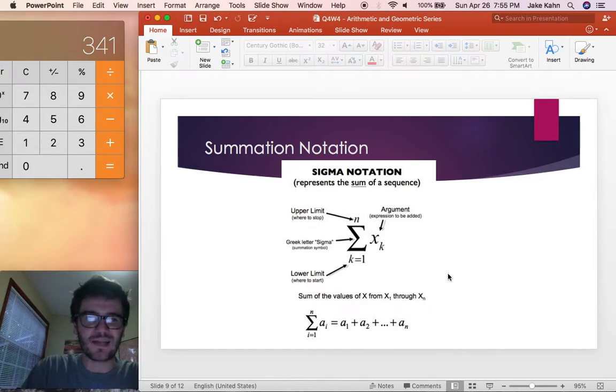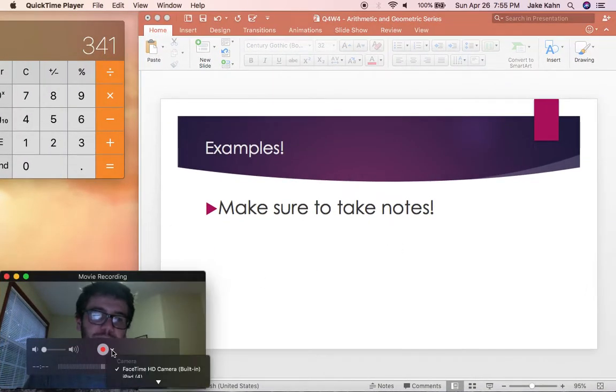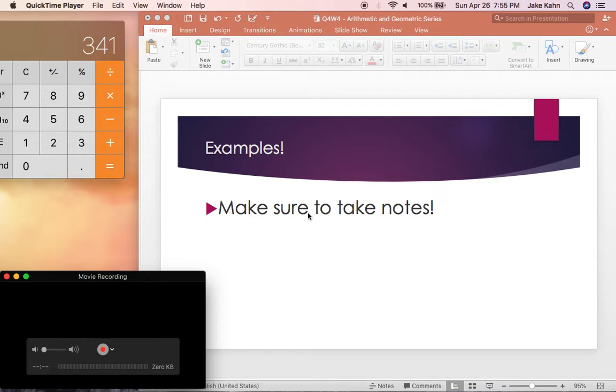I understand that it's kind of hard to look at this and know what's going on. So we're going to go over a couple of examples of just showing you how to use summation notation. It's a lot easier than it looks, I promise. So this is objective 2. We're ready to move back into examples now. And we're practicing here with summation notation.